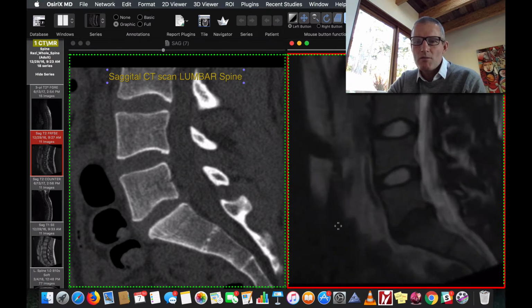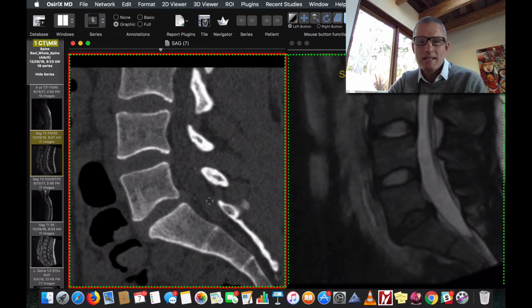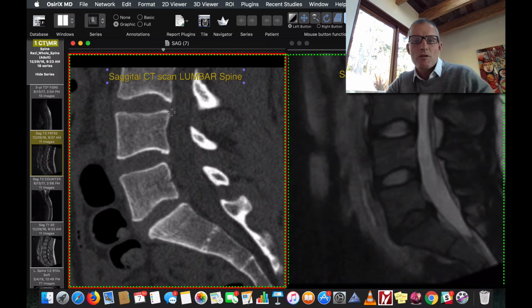So this image that you see moving over here is the MRI scan of the lumbar spine. This is the CT scan of the lumbar spine. These are both sagittal images, and I've oriented them so they're about the same plane in the spine. This is the L5 vertebral body here, 5, 4, 3, 2. In between each of those is the intervertebral disc, so this would be the L4-5 intervertebral disc here. And behind that is the spinal canal filled with the nerve roots that go down into the legs.